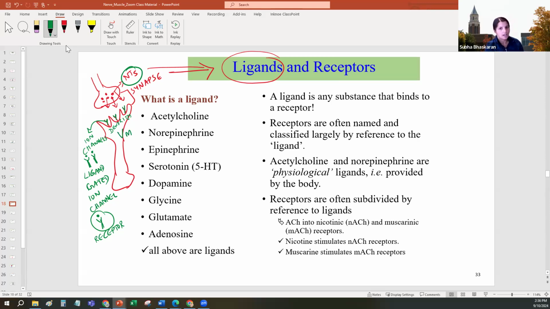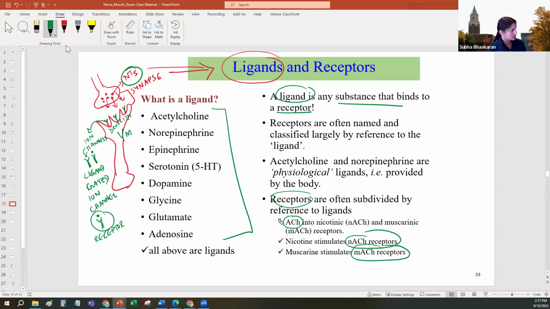Got it? So all of these are different ligands: GABA, ACH, norepinephrine, epinephrine. I'm sure these should ring a bell. So a ligand is a substance that binds to a receptor. Receptors are largely named after the ligand. So ACH will bind to ACH receptors. You see that? They have their own specific receptors.